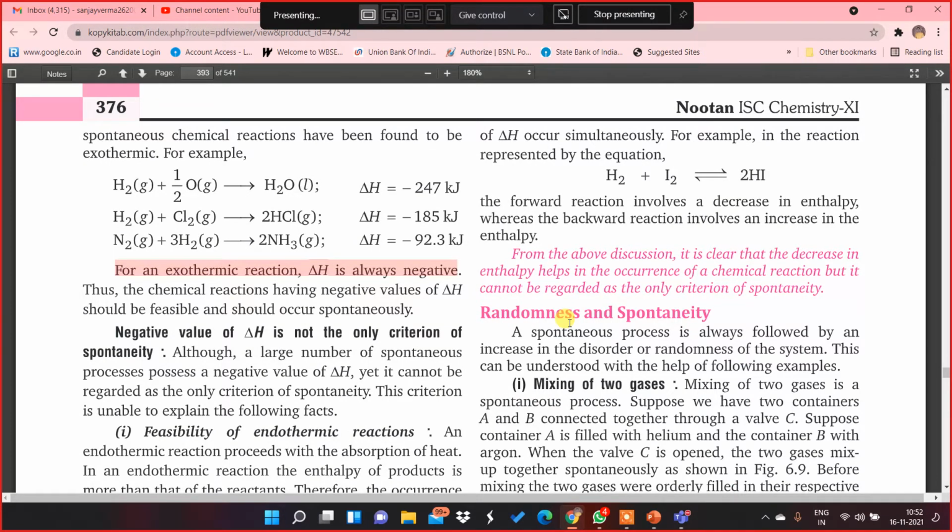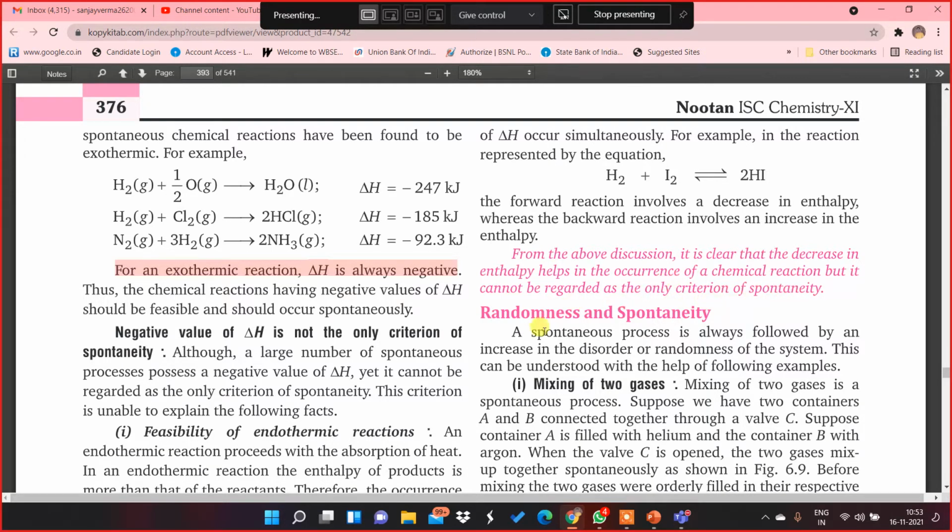The example given is the reaction between hydrogen vapor and iodine vapor to form hydrogen iodide. Over here, the negative and the positive value of delta H indicate that the reaction is occurring in the forward and the backward direction simultaneously. For this reaction, the forward reaction involves a decrease in enthalpy, whereas the backward reaction involves an increase in enthalpy. So, from all this discussion, it is clear that the decrease in enthalpy helps in the occurrence of a chemical reaction, but it cannot be regarded as the only criterion of spontaneity.